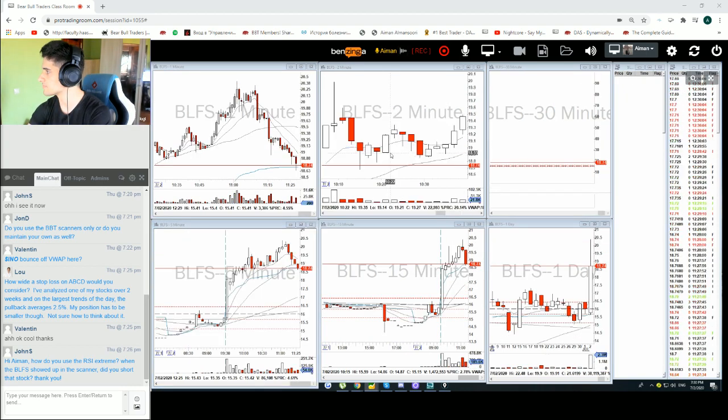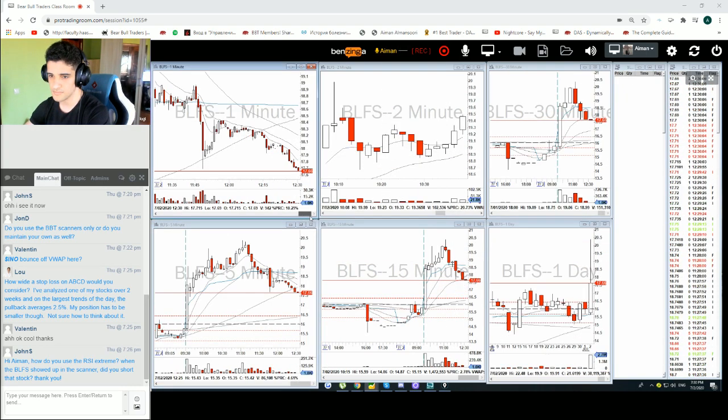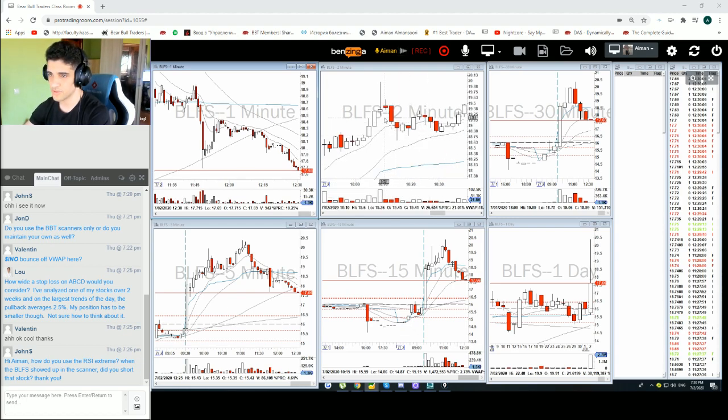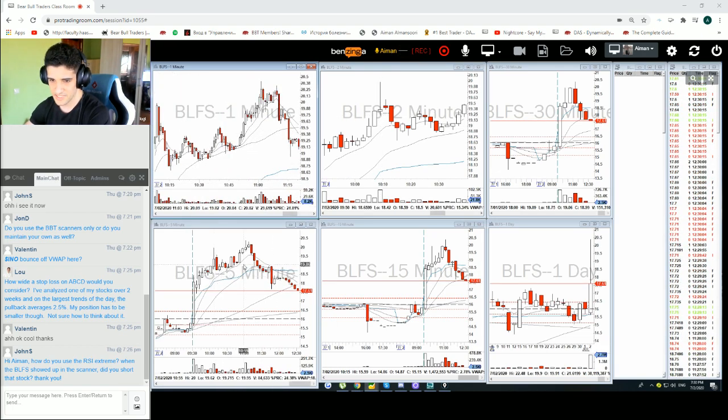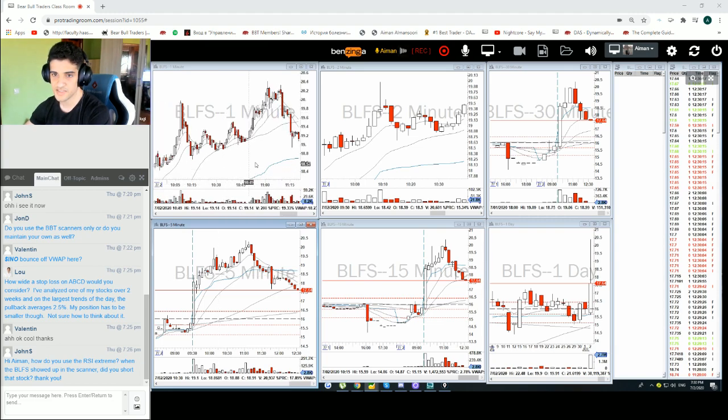BLFS, let's see it. It was called at 10:08. Let's see if I would have traded. Now look at this. This is perfect. Same thing, right? On the 5-minute chart at 10:08, it is way far from the 9 moving average. It's being called in the RSI scanners at 10:07 actually. 10:07, there it is, somewhere down here.